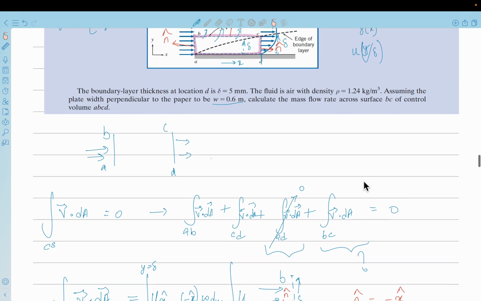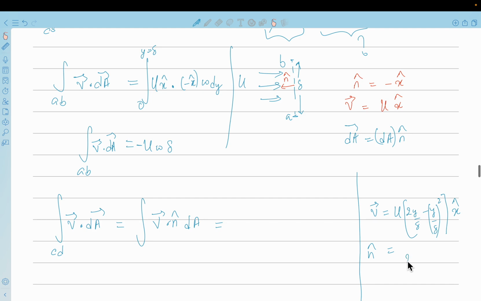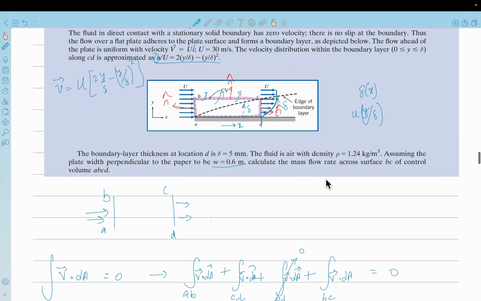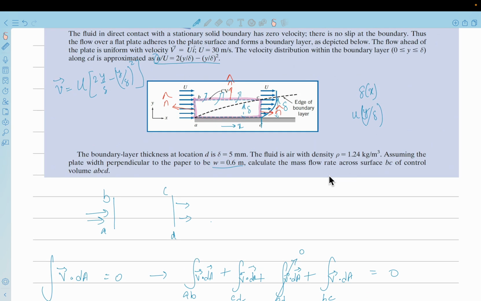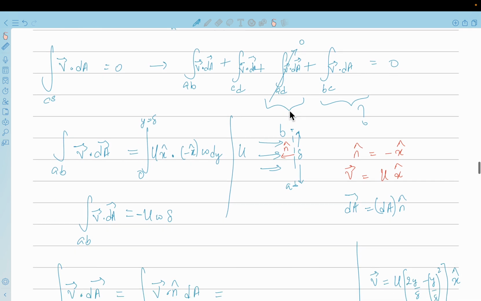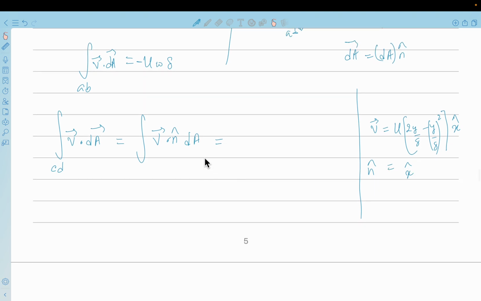N cap is also in positive x cap direction. See, taking your n cap in the right direction is very important. This is a very common mistake that people make. At the surface AB, n cap was in minus x cap, because you always take normal outwards of the control volume. So here it is in minus x cap, here the n cap is in positive y cap, here the n cap is in positive x cap. Okay, so that's what we have written here.